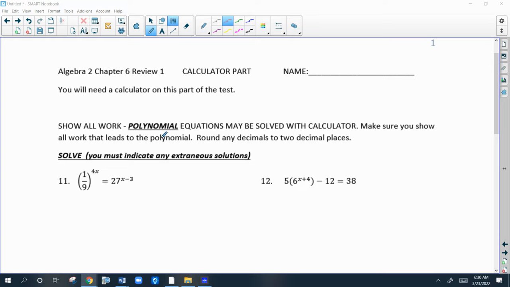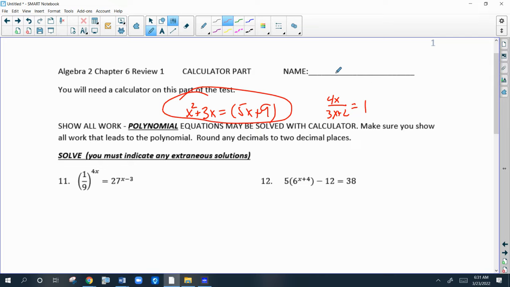Also read, it says polynomial equations can be solved with a calculator. Polynomial equations would be like x squared plus 3x equals 5x plus 9. There are no fractions in it as the exponents, it's not like this. You would change that to a polynomial equation, first of all, by multiplying 3x plus 2 on both sides, so it looks more like this. We've talked about that in class by this point, so you'll understand what that means.